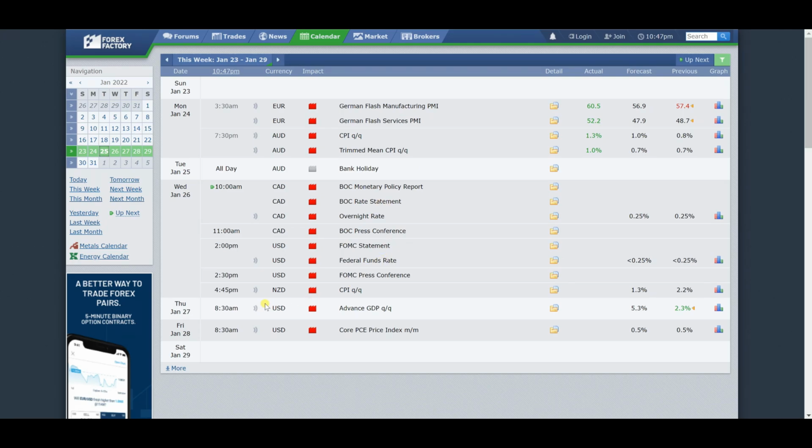Also, tomorrow around 4:45 p.m. Eastern Time, we have the CPI release from the New Zealand side. So tomorrow we have some significant fundamentals on the calendar, and I would say you be careful as you place your trades and keep this at the back of your mind. Okay, so without any further delay, guys, let's go into the charts and see exactly what we have from the technical perspective.